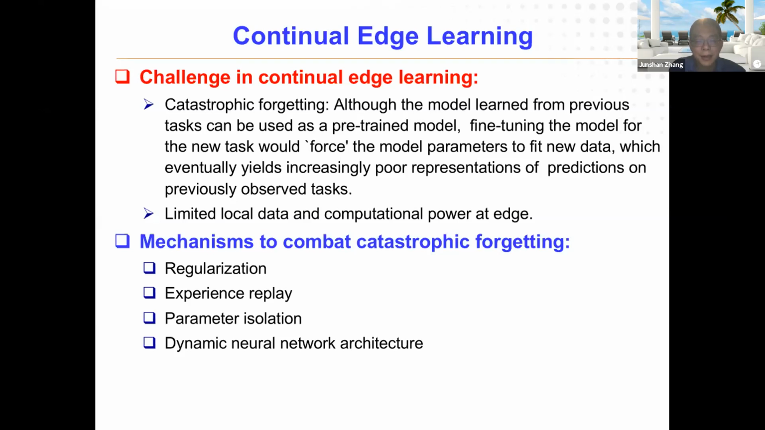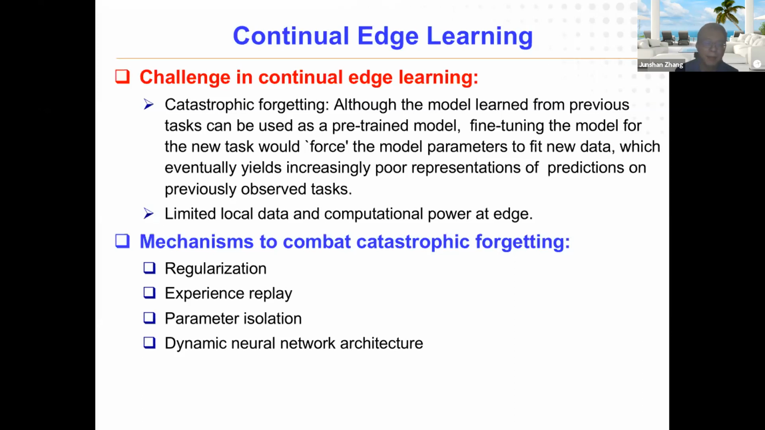A challenge common to continual learning is called catastrophic forgetting. Catastrophic forgetting refers to the following. Intuitively, we can use the model learned from the previous tasks as a starting point and then fine-tune this model for the new task. But by doing so, it would force the new model parameters to fit new data, which eventually would yield poor performance, poor representation of the predictions learned from the previously observed tasks. So this is so-called catastrophic forgetting. This is common for continual learning and continual edge learning. That's something we have to pay close attention to when we devise continual edge learning algorithms.